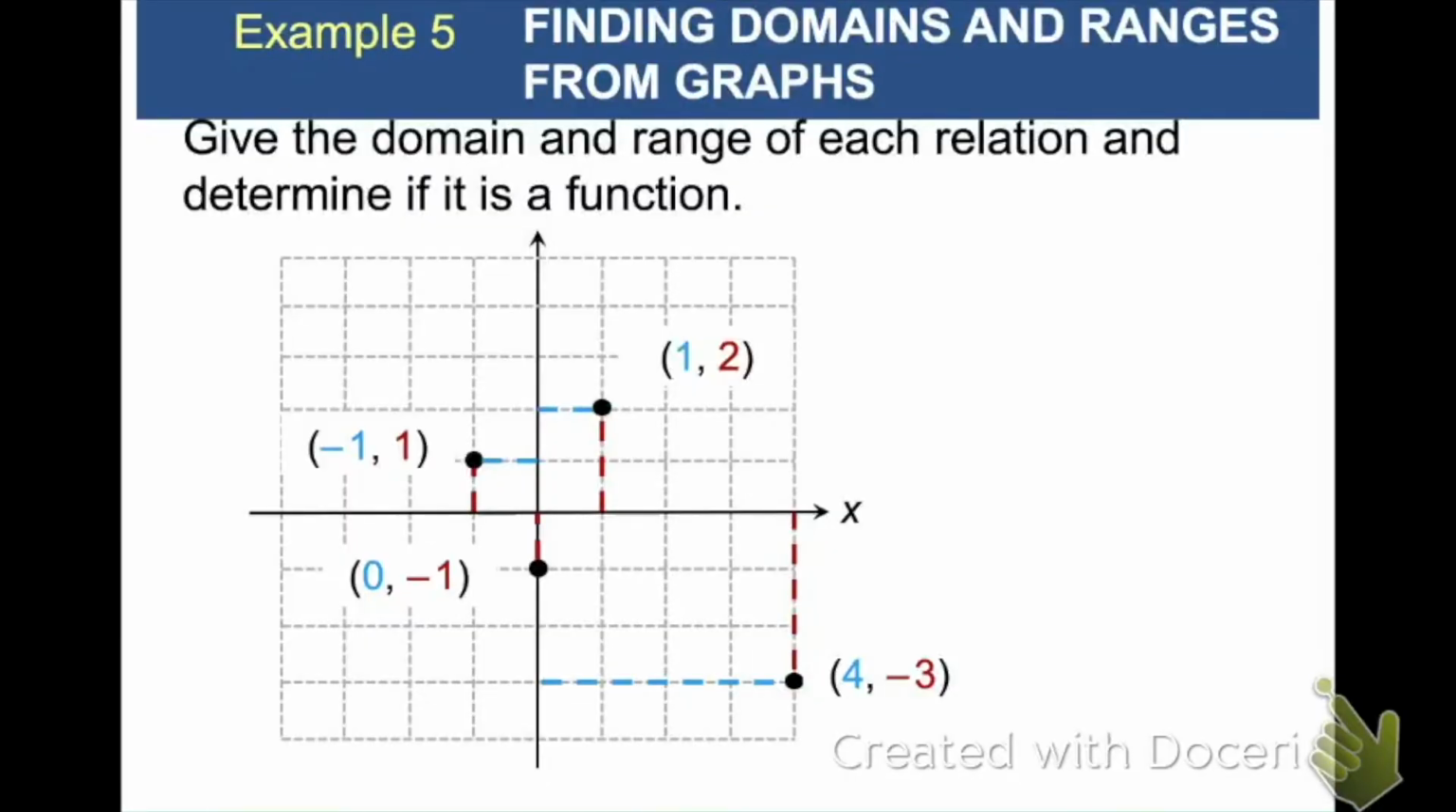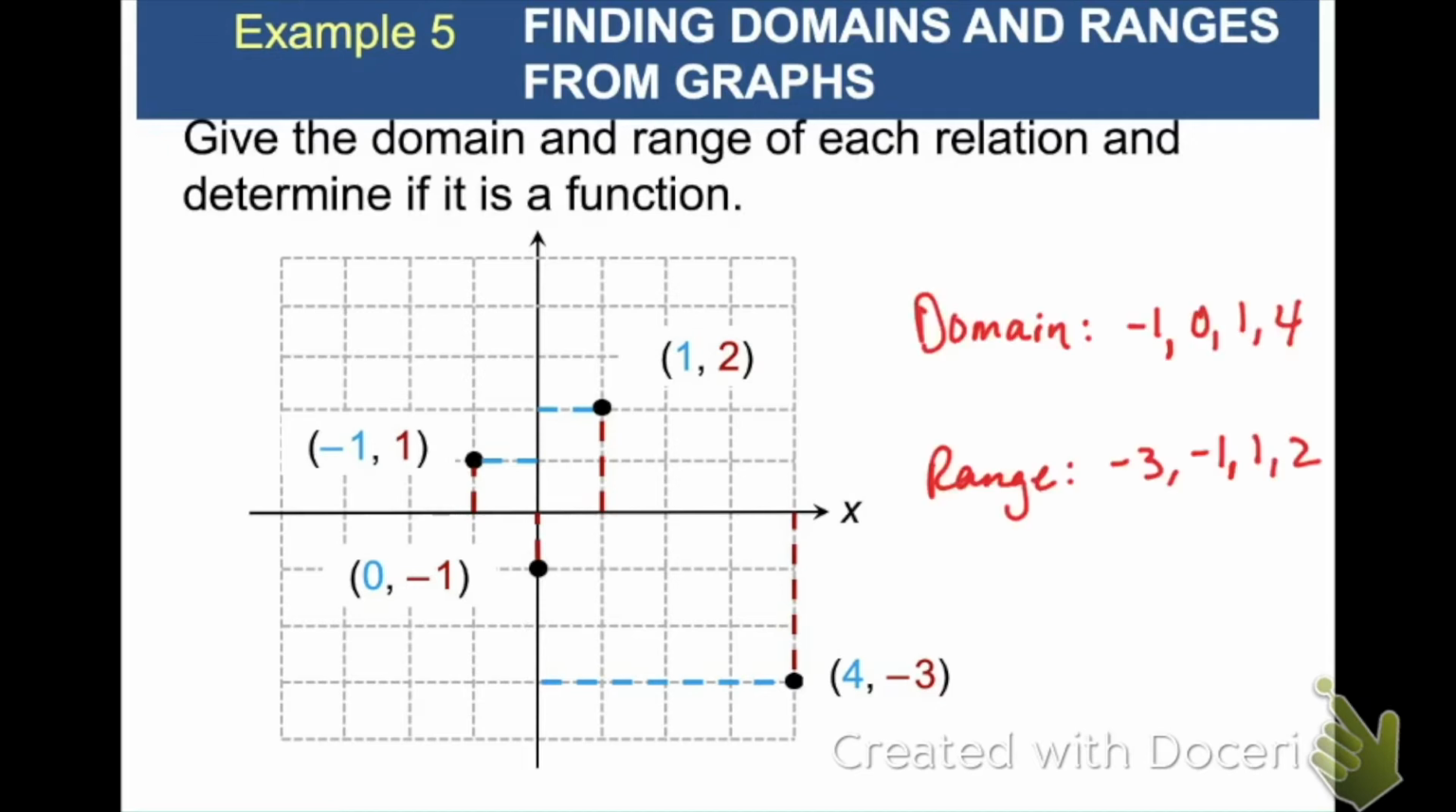Even if they give you a graph, you could still give the domain and the range. So I have all my x coordinates, I have all my y coordinates, domain are x coordinates, range are the y coordinates. So you could still list out the domain and range. So my domain would be -1, 0, 1, and 4, range -3, -1, 1, and 2. And it is a function because my x's do not repeat, which means it's going to pass the vertical line test.